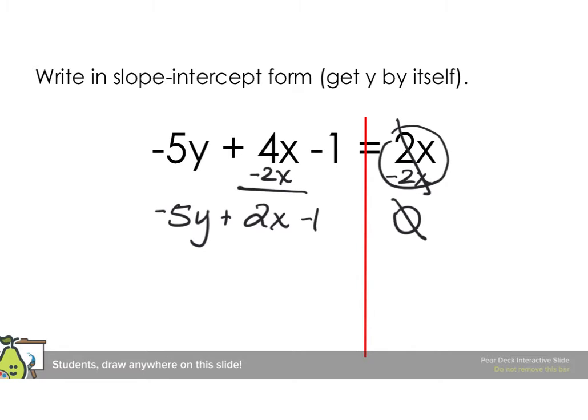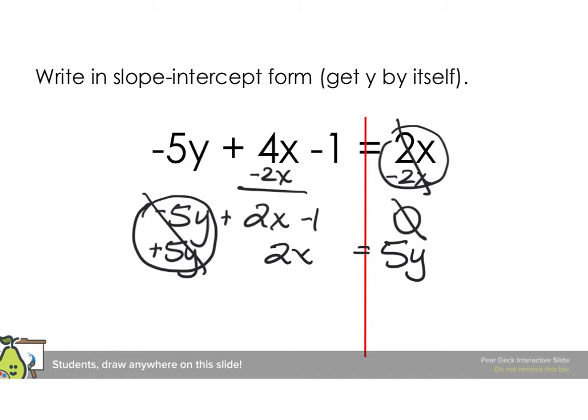Now we want the y's to be on the other side. We can either move all of this over or we can just get rid of the 5y's here and it will pop up on this side, which would make it look like this. Plus 5y gets rid of it on this side and it brings it over to this side. So now we have 5y equals 2x plus 1.